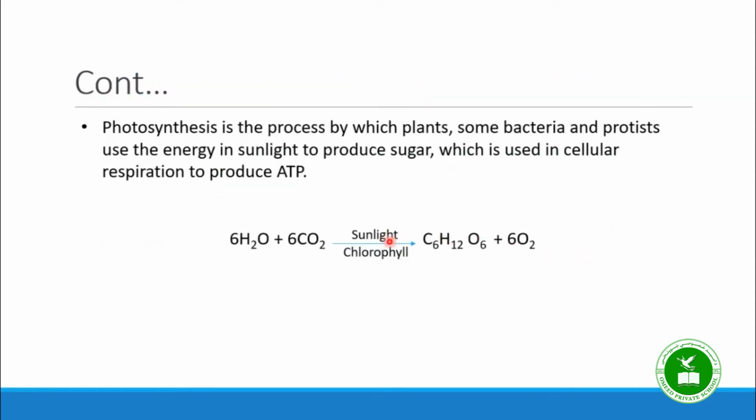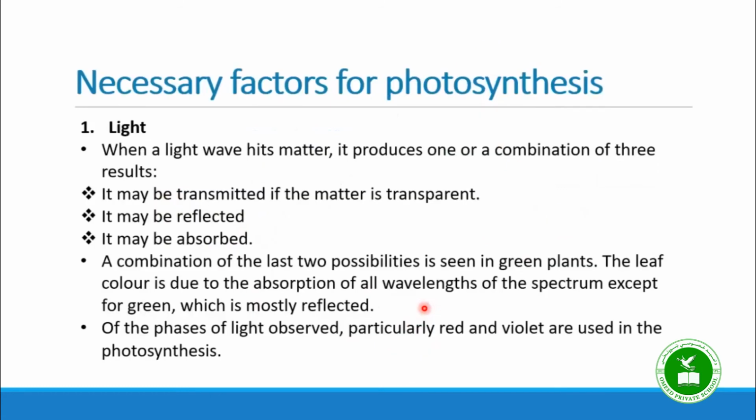Here we talked that sunlight and chlorophyll are the essential factors that must be present in order to perform photosynthesis. So the necessary factors for photosynthesis are light and chlorophyll. First, we are going to talk about light. When a light wave hits matter, it produces one or a combination of three results.